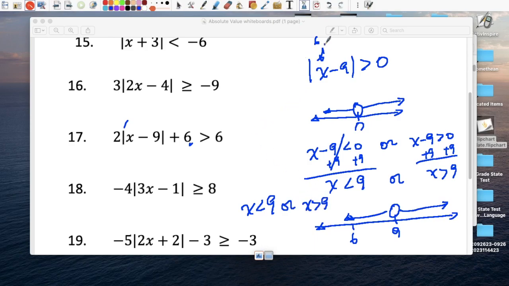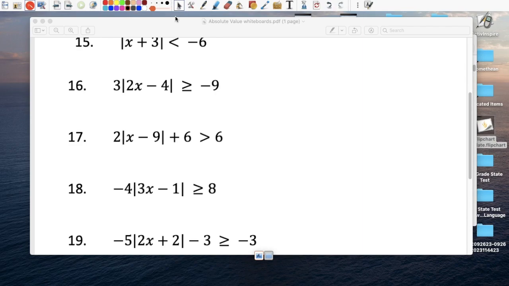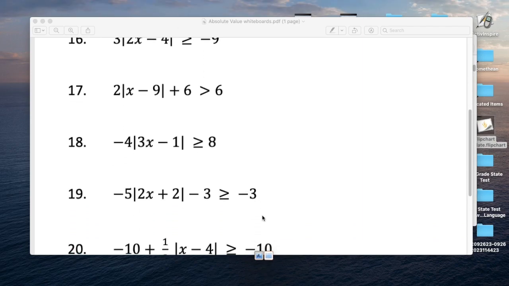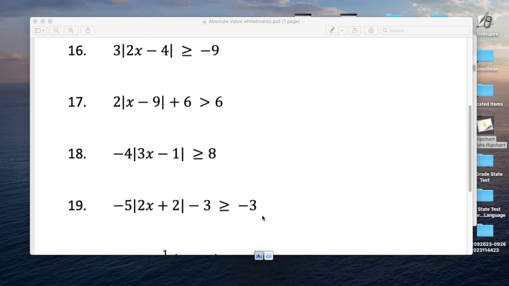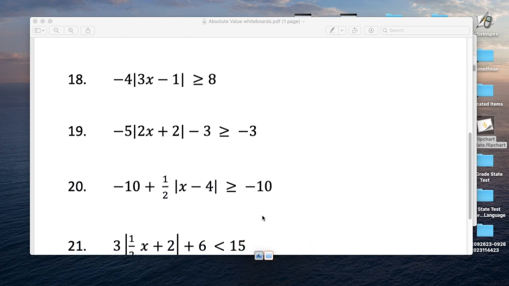So when you're looking for values of x that you can plug in here to make that inequality true, you have two conditions here. You have an or. So x is either less than 9 or x will be greater than 9. Okay. All right. So it's not as bad, right? I'm always afraid of this one because sometimes it confuses, but it's not as bad.